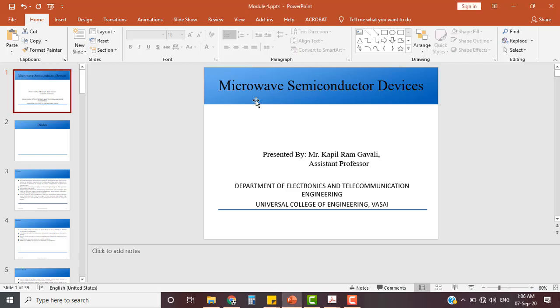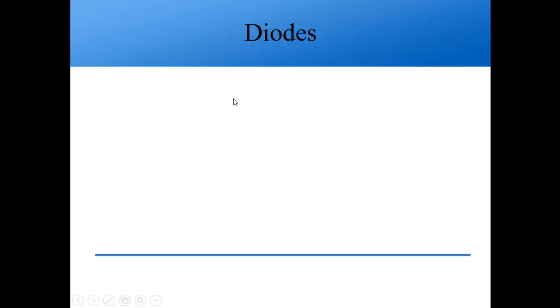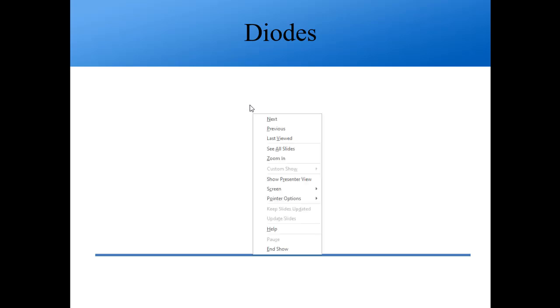So last week we started with a new module, which is module number 5, microwave semiconductor devices, right? So let's proceed further. What we basically learn here is about semiconductor devices.